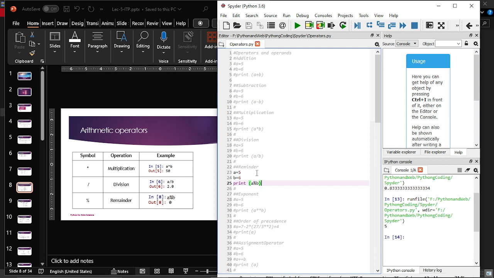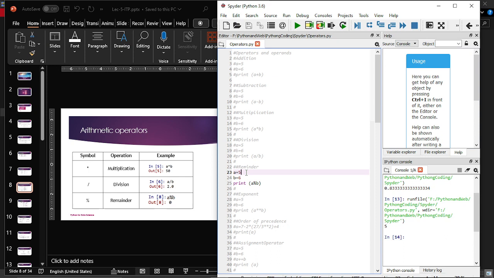So a is equal to 5, b is equal to 6. When I am trying to find the modulus of a and b, the remainder is 5 itself. That is how we carry out these arithmetic operators. First we studied addition, then subtraction, multiplication, division, and remainder. Please remember these operators.